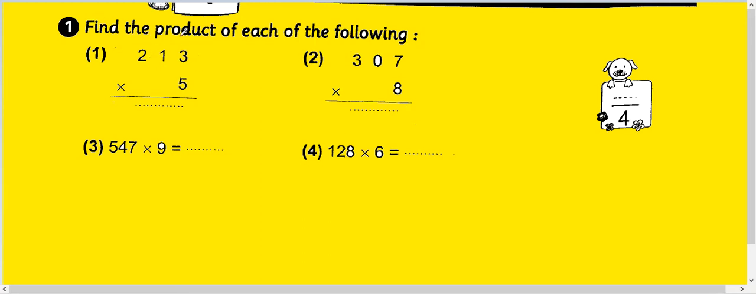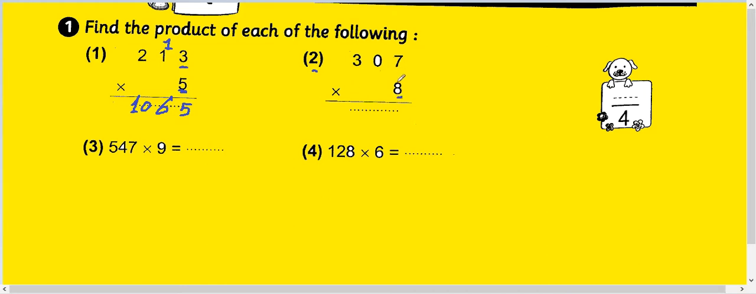Sheet number 1, he said find the product of each of the following. 213 times 5. We can say 5 times 3. 5 times 3 equals 15. We write 5 and carry up 1. 5 times 1 equals 5. 5 plus 1 equals 6. 5 times 2 equals 10. So the result here will be 1065.